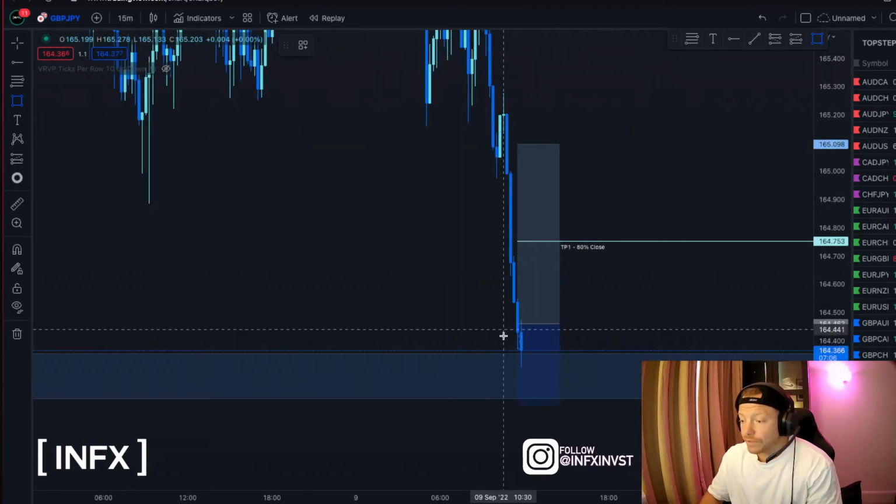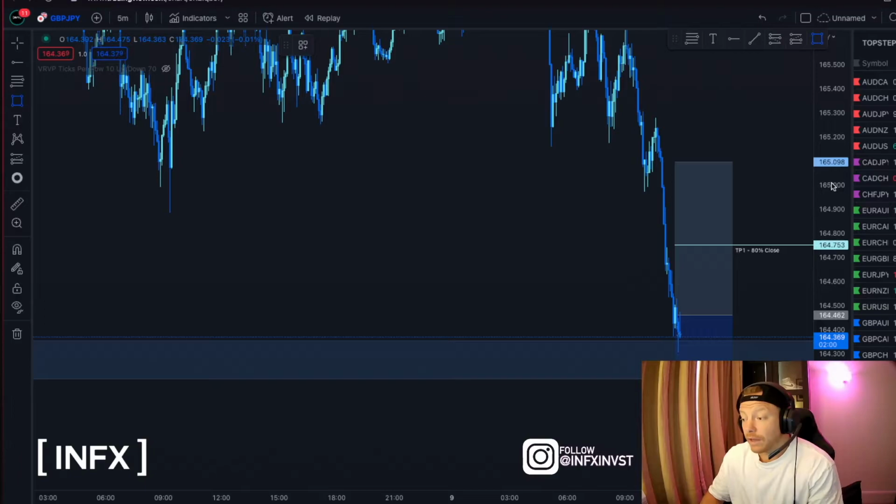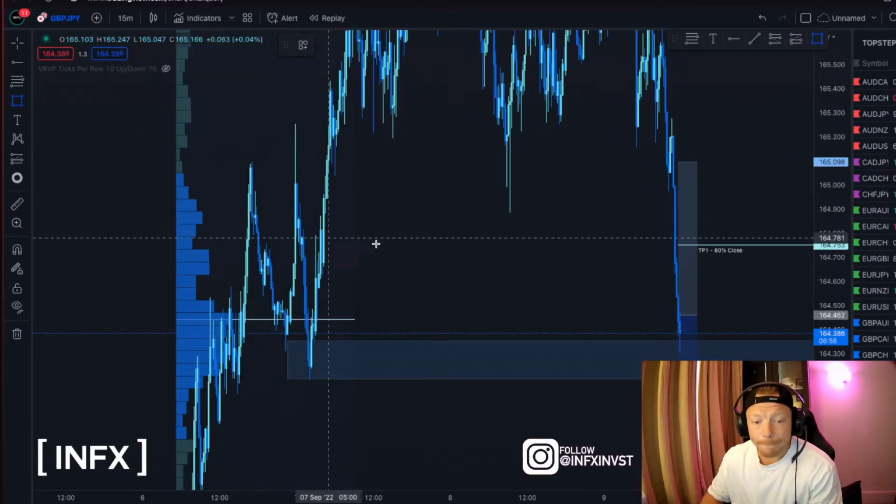We haven't got obviously our break of candle high on the 15-minute, but we've gone for an entry on the 5. And yeah, so let's see what happens. We'll come back to this when it has played out.